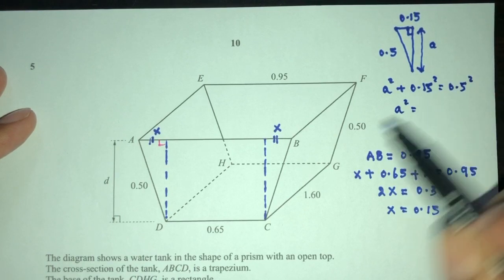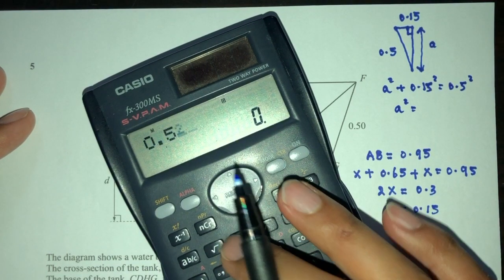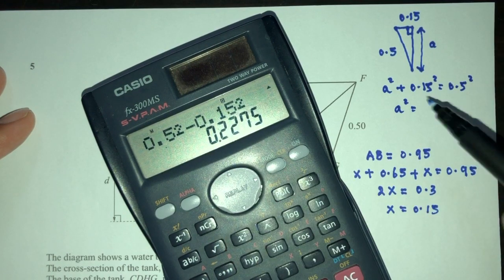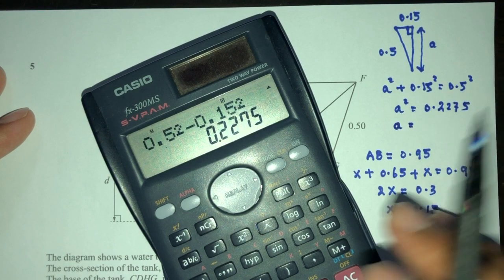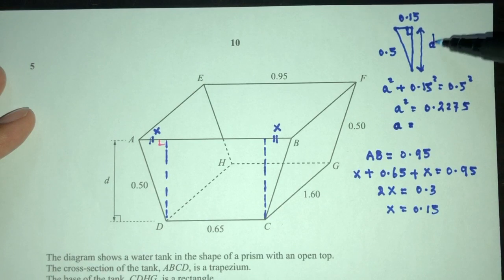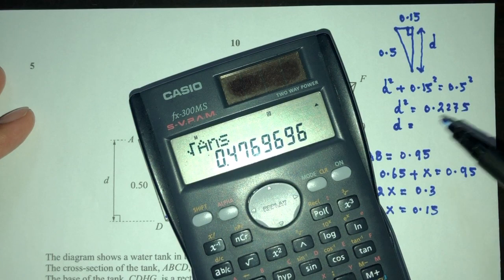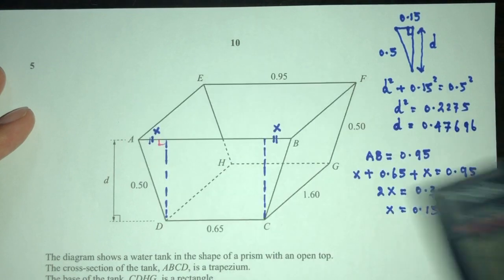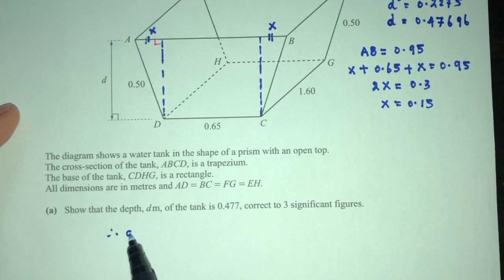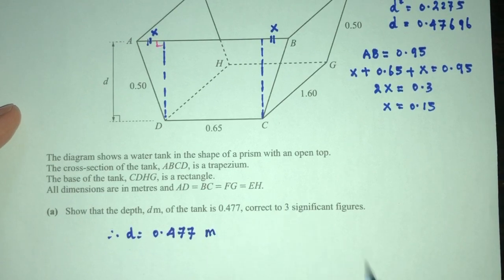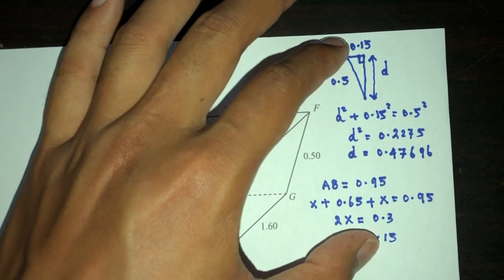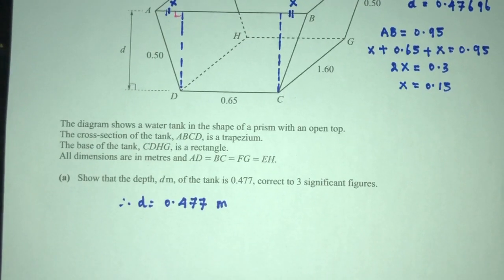So a squared is what? 0.5 squared minus 0.15 squared, that should be 0.2275. So finally the value of a, which is the depth that we're trying to find, let's call this d, right, because this is d actually. So square root of this value, that should be 0.47696. So correct to 3SF, we confirm that d has to be 0.477. That will be in terms of meters, correct to 3SF. Obviously, we'll show this work in the space over here to show how you find the answer.